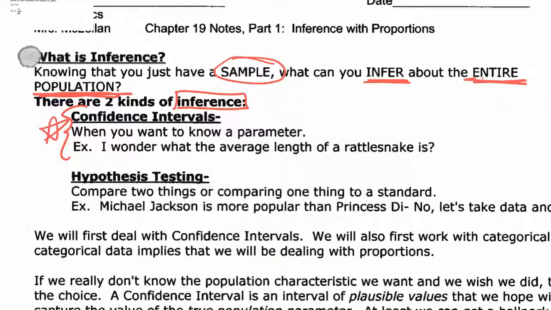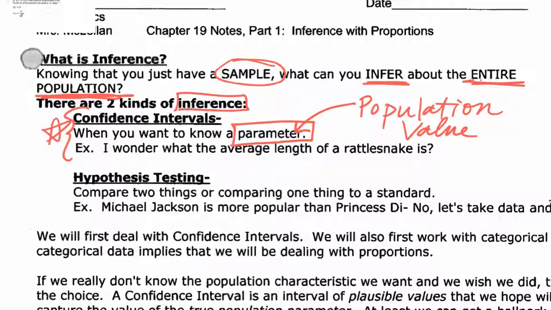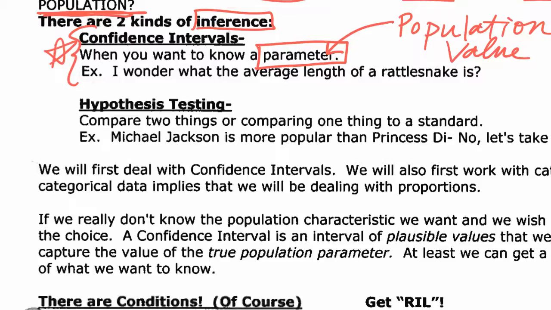So here's what a confidence interval is going to do for us. A confidence interval is what you would make when you want to know what a particular parameter is. And I want to define that word parameter because I'm going to use that a lot this semester. A parameter is a population's value. So if I wanted to estimate the average length of all rattlesnakes in Texas, of course I cannot measure them all. So I would take a sample, and then from that sample, I would estimate the average length of all rattlesnakes. And then hypothesis testing we'll do later after that.